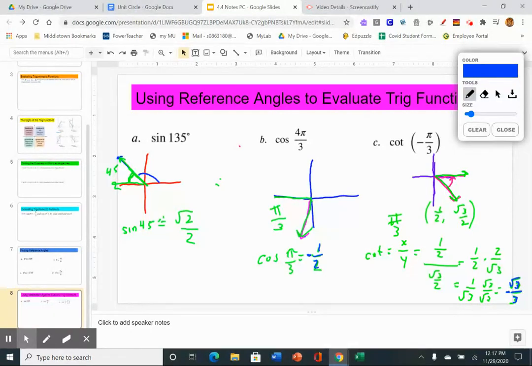Just to reiterate, in part B, you're in Q3, so the cosine has to be negative. In C, you're in quadrant 4, so the cotangent has to be negative. And that is all your notes for 4.4.